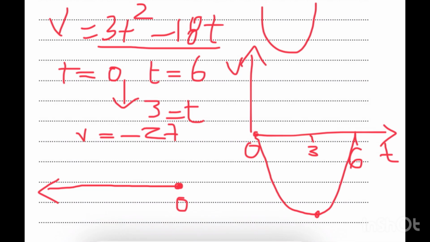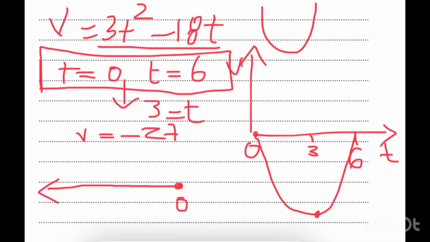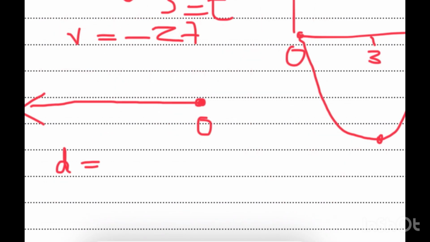So what we can do is substitute t equals 0 and t equals 6 in the displacement formula directly, and that will equal the distance traveled. So when we put in t equals 0, we will find that displacement is also equal to 0. And then when we put in t equals 6, we get the displacement equal to negative 108.